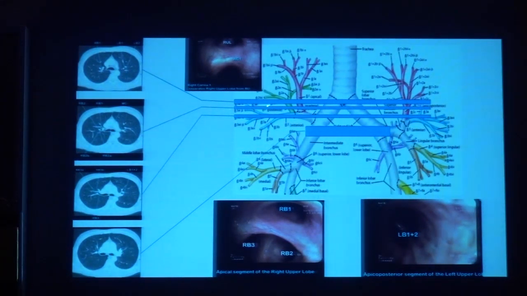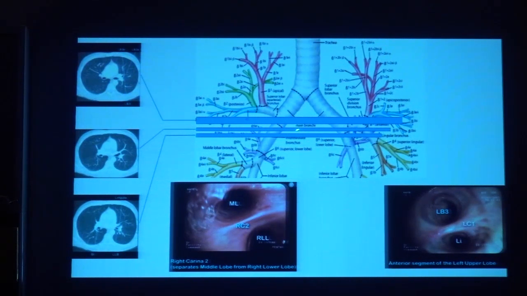When we take the cross section, we can see the right upper lobe, the right carina 1, and we can see the RB1, which is right here. We can see the LB1 and 2 at that level of the CAT scan and at that level of the bronchoscopy. This is the interesting sign for the upper lobe, RB1, RB2, RB3, and this is the superior division of the left upper lobe, the LB1 and 2.